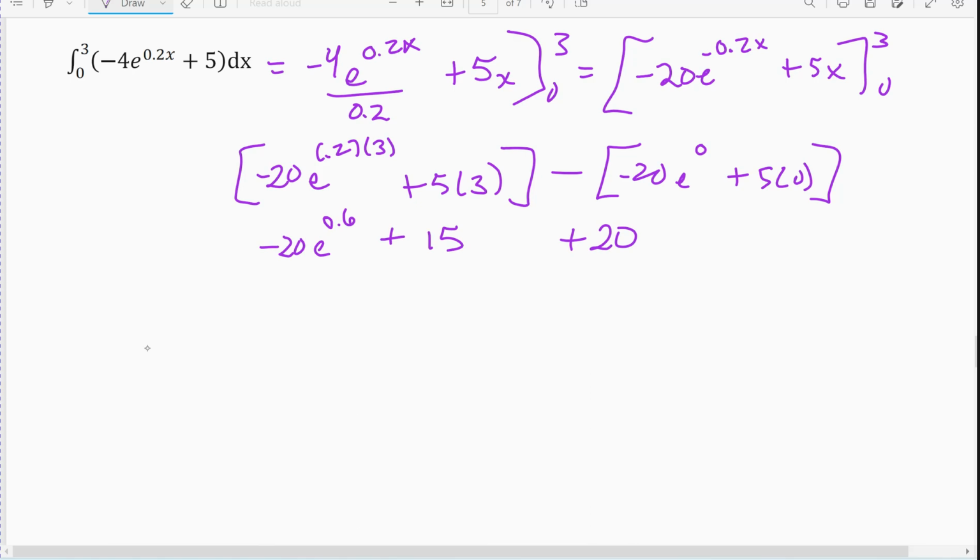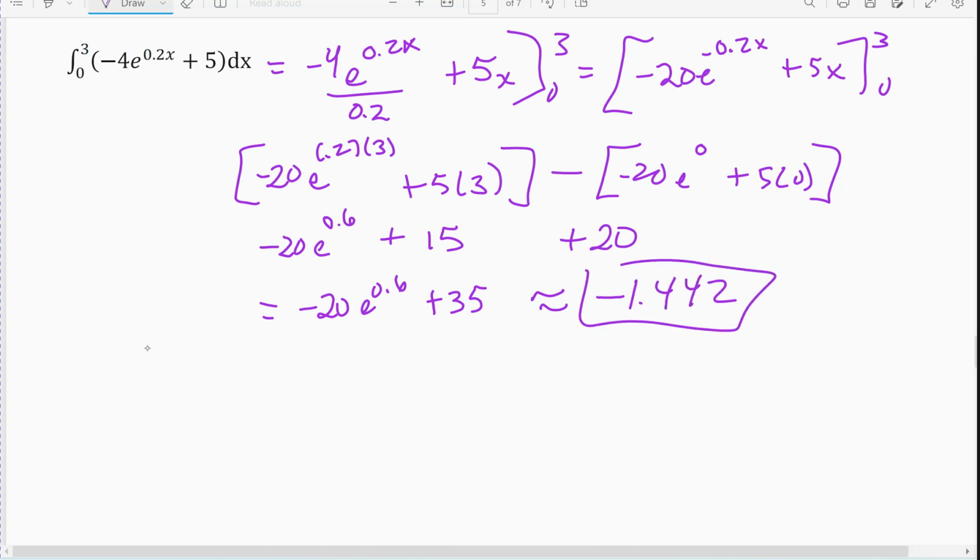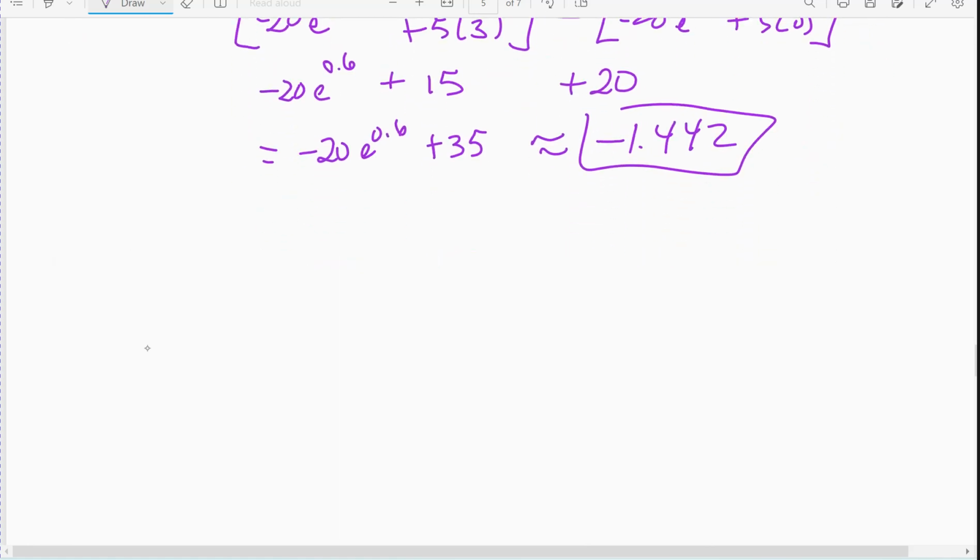And so if I'm looking at the exact answer, it's negative 20e to the 0.6 plus 35. And sometimes the MyLab does ask you for the exact answer, so that would be exactly what it is. The approximate answer, then I type that out on the calculator, comes out negative 1.442. And so that means there's more area below. All right, if I graph the picture, there's more area below on this function, exactly. So if I took the area above minus the area below, the exact difference is negative 1.422.